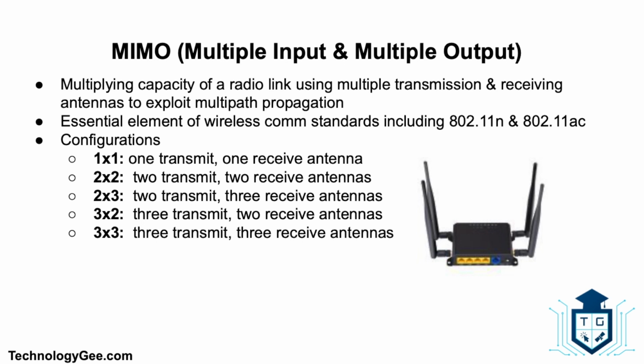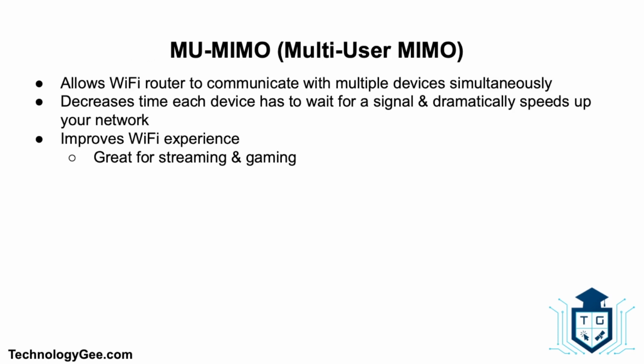So for example, a device with a 2x3 antenna configuration can also be identified as having a 2x3:2 configuration, and that would stand for it has 2 send antennas, 3 receive antennas, and a send and receive support for 2 data streams.